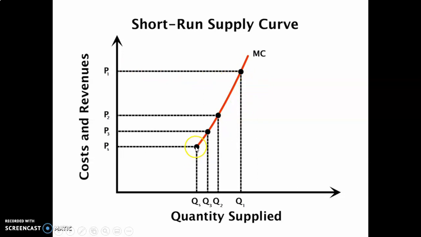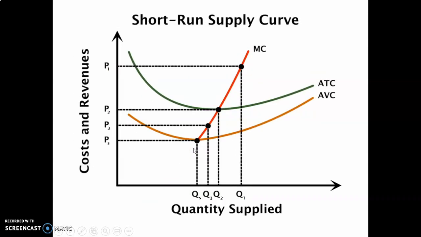And notice how we don't have anything down here. Why? Well, because this is the shutdown point. This graph started out right here. Remember the low point on the average variable cost curve, or the point at which price would intersect the average variable cost curve. That's going to be the point at which you go any lower than that, you shut down.